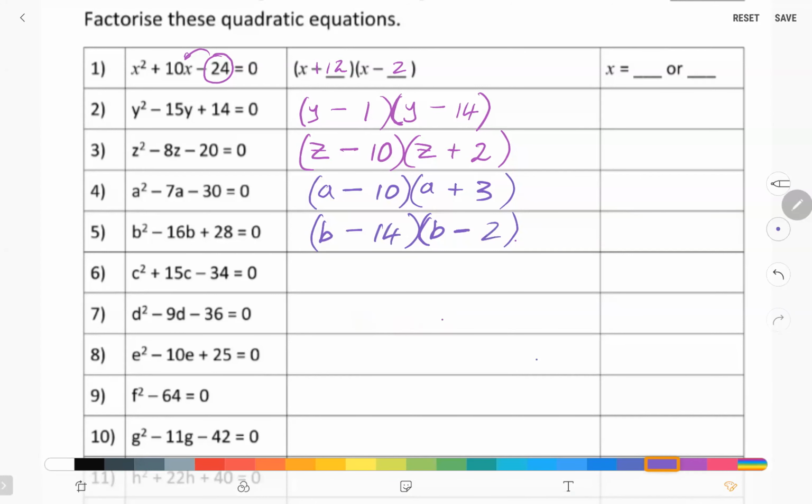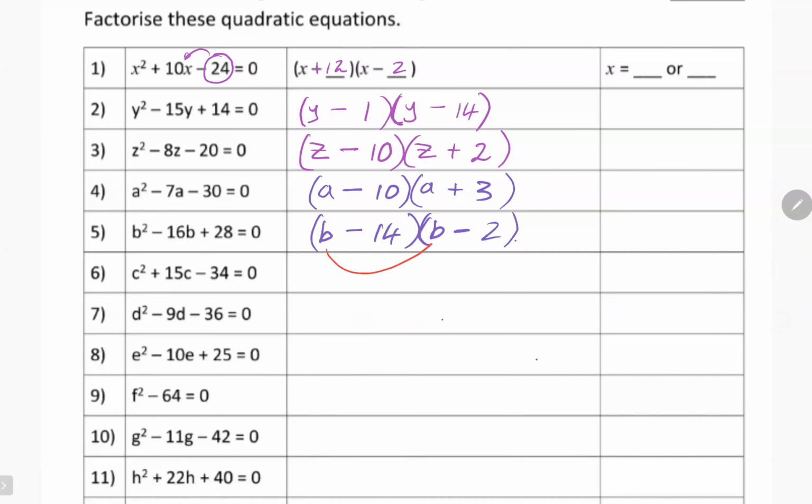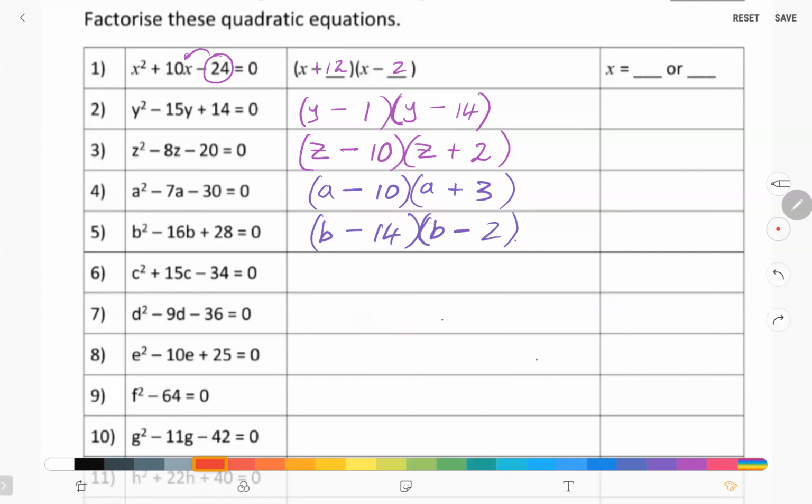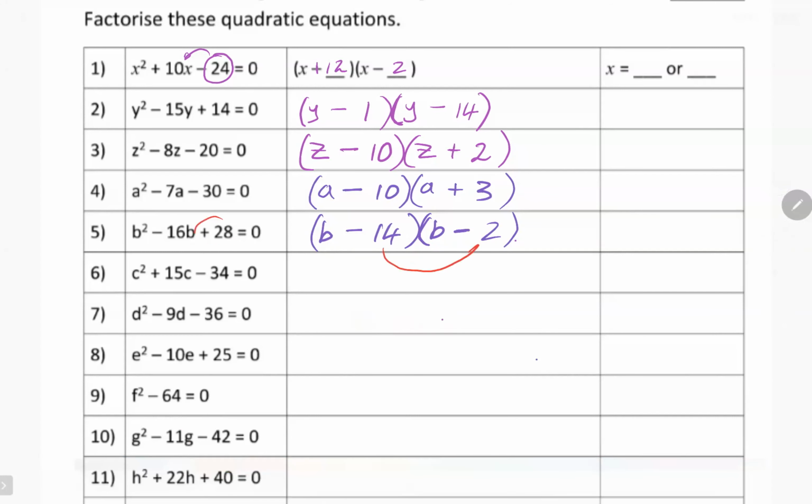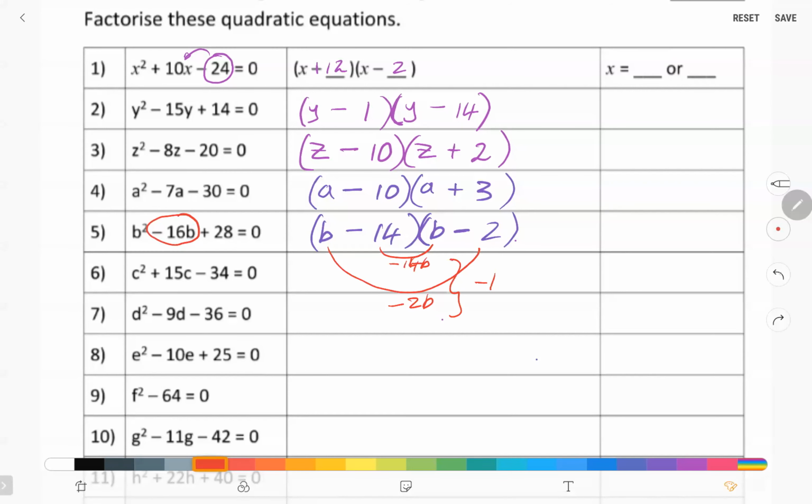That's it. And I can check if it's correct. Look, the first term is b times b. B times b is b squared. The last term is negative 14 times negative 2, which gives me positive 28. That is correct. The middle term, which is negative 16b, is the sum of the far product and the near product. The near product is negative 14b, and the far product is negative 2b. Negative 14b plus negative 2b equals negative 16b, which is what the middle term is. So I've checked it, and it is correct.